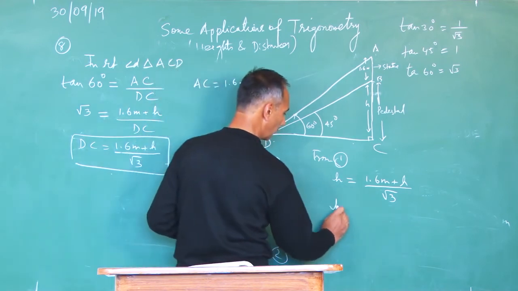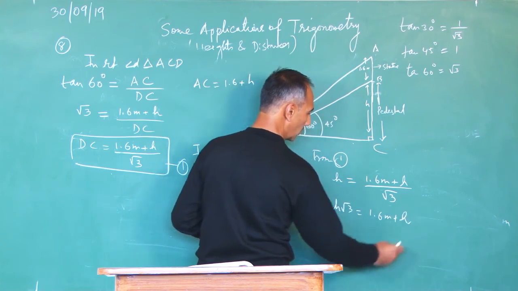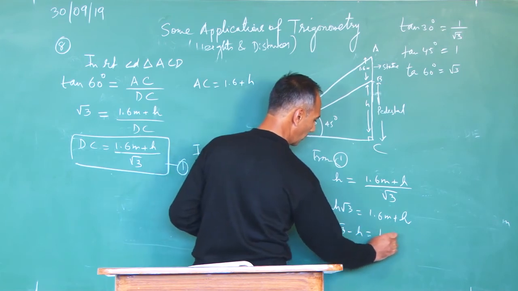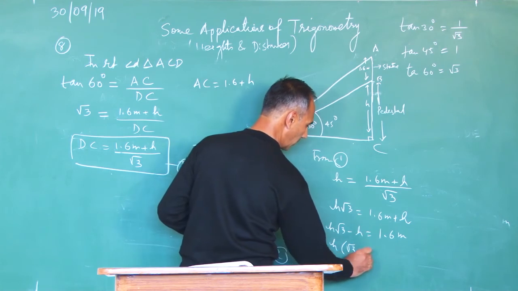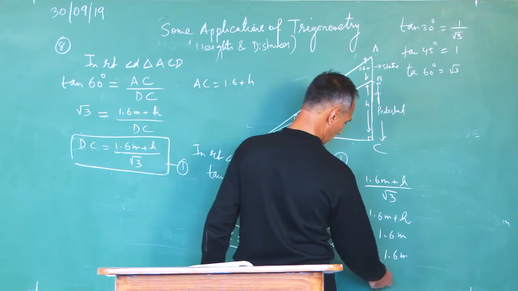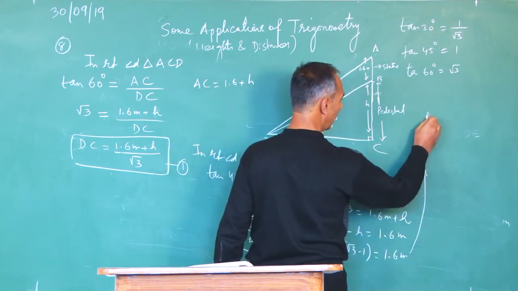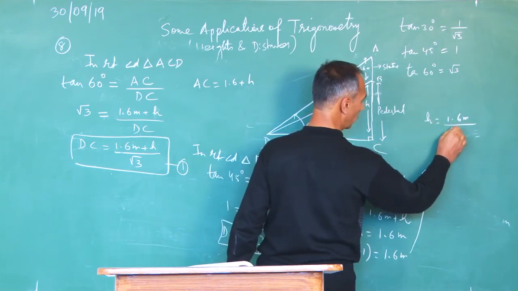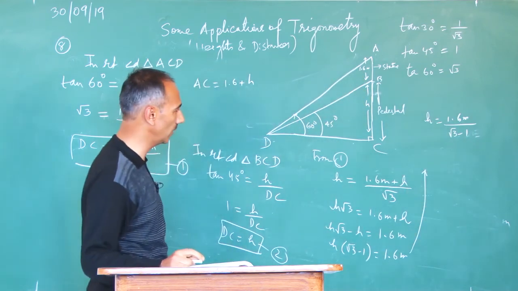Cross multiply. This will be H square root 3 is 1.6 meters plus H. So it has to be H root 3 minus H equal to 1.6 meters. Take H common, that will be H times root 3 minus 1 equal to 1.6 meters. So I don't have place here. What I will do, I will take it a little bit here. So my dear friends, H is going to be 1.6 meters upon square root 3 minus 1, dividing both sides by root 3 minus 1.